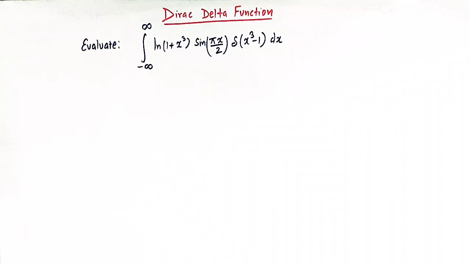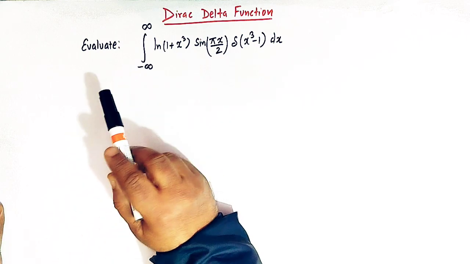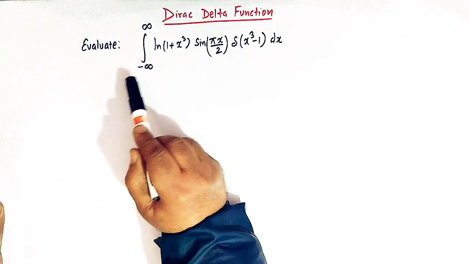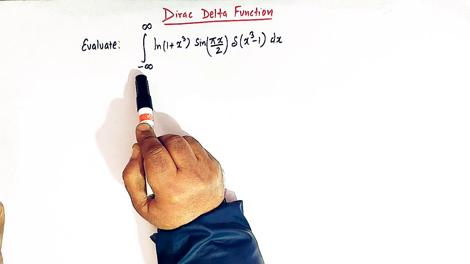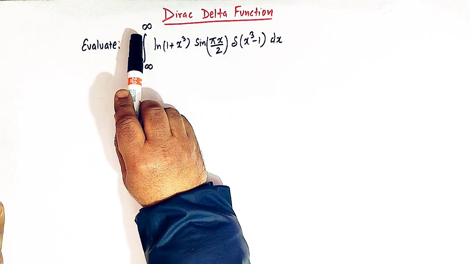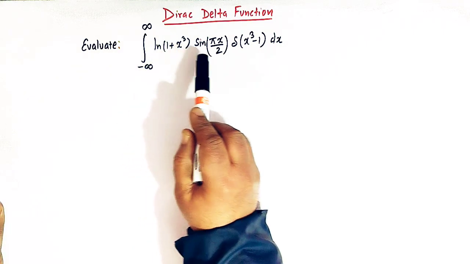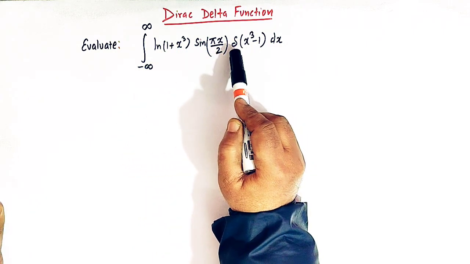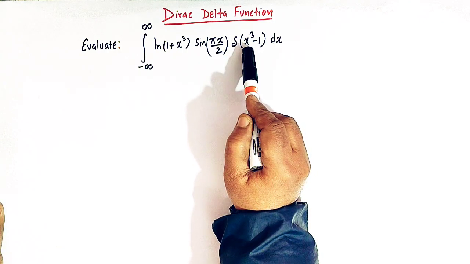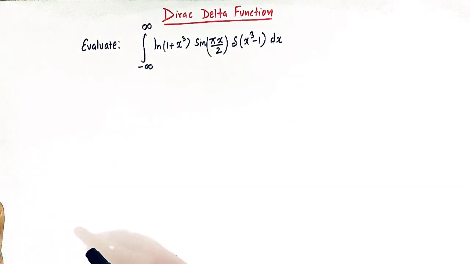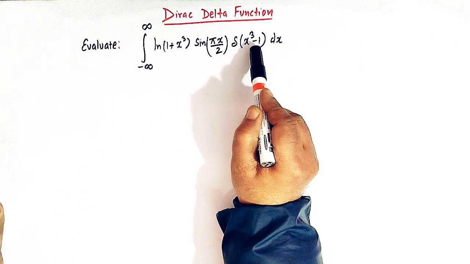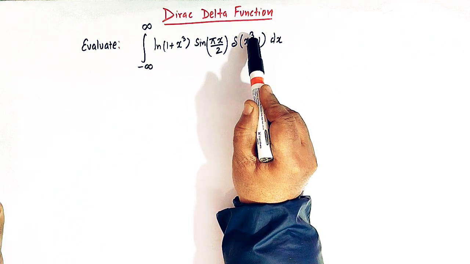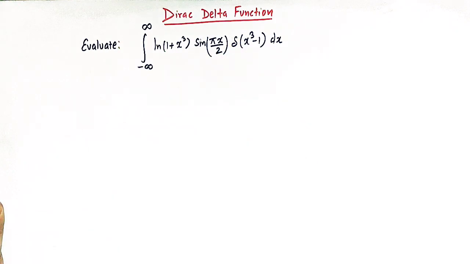Hello, viewers. In today's session, we are going to discuss one important problem from the Dirac delta function. Here we are going to solve this integral with limits minus infinity to positive infinity of log of 1 plus x cube, sine pi x over 2, times the Dirac delta function of x cube minus 1. Here the argument is a cubic function, x cube minus 1.